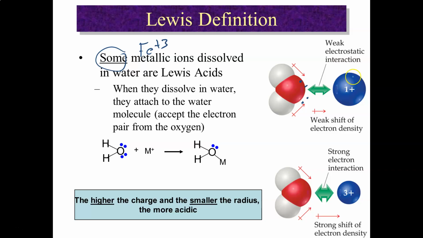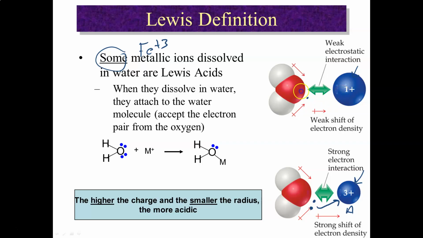Okay, so here is our positive ion. It's going to accept the electron pair from the oxygen, which makes it an acid. That's our electron pair acceptor. Down here it says the higher the charge and the smaller the radius, the more acidic. So the higher the charge on your positive ion, like here's our plus 3 charge, and the smaller it is, the more acidic it is going to be, because it can attract the lone pair on that oxygen really well, with a high positive charge and a small size. If you use something that's larger in size with a smaller charge, the attraction between the lone pair on the water and that ion is pretty weak, so it's not going to attract that lone pair very well.